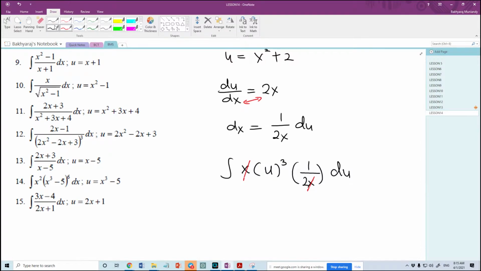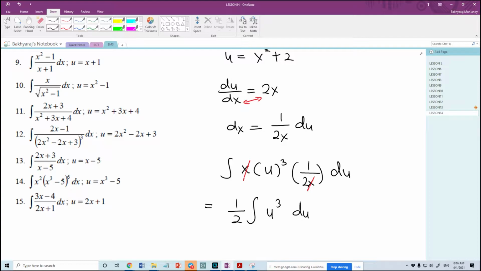You get equal, integrate u power of 3. So you get 1 over 2, right? So 1 over 2 we bring to the front. Kita bawa depan. 1 over 2 integrate u power of 3 du. Kita just bawa pergi depan lah. 1 over 2 integration of u power of 3 du.